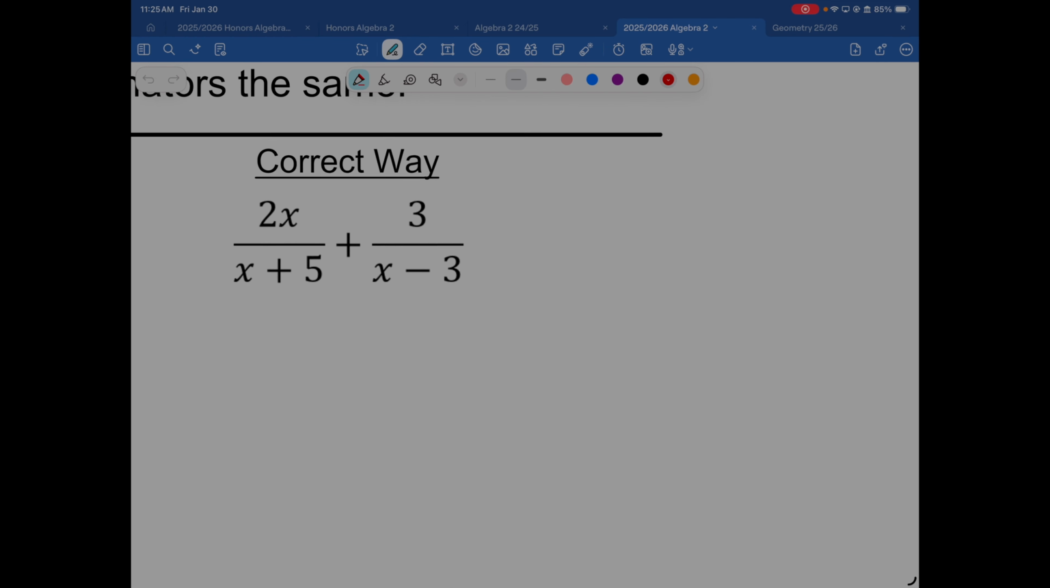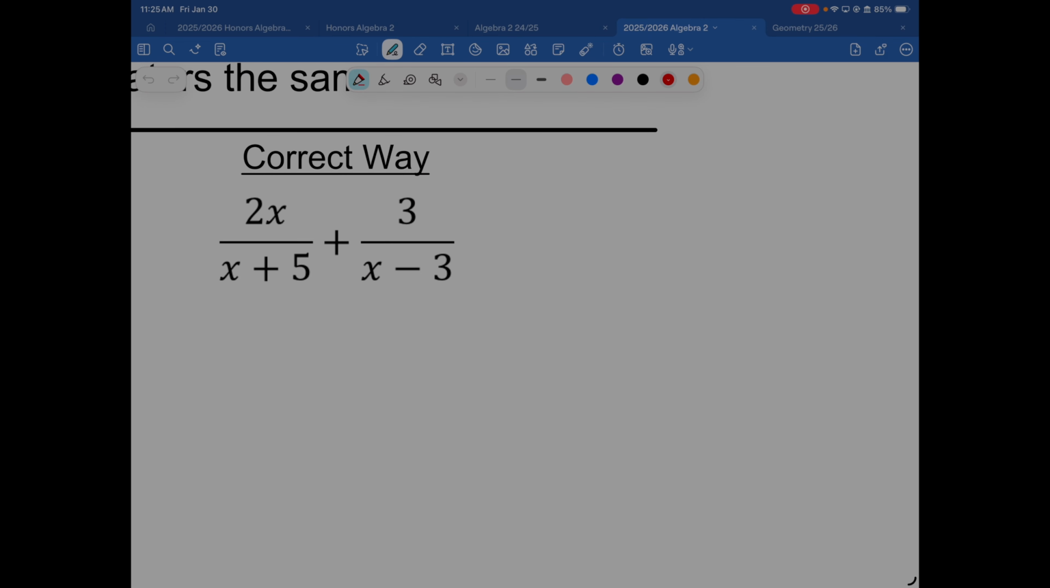So if we look at this one, it resembles one that we had yesterday. We've got a binomial in both of our denominators. We look to see if everything's factored. If we look at each of these terms, that's already factored. There's nothing that can be factored there. That's already factored. There's nothing that can be factored there.